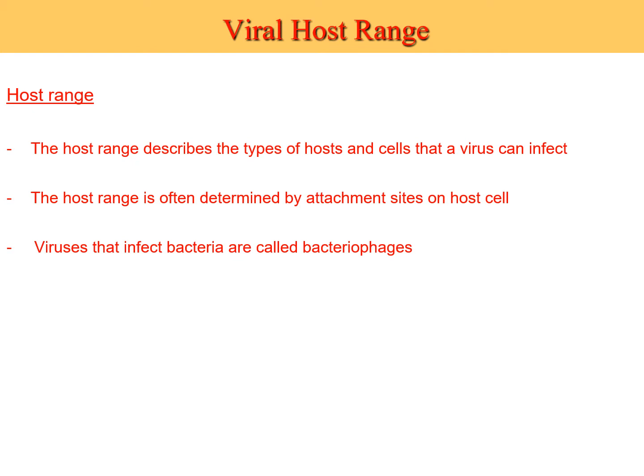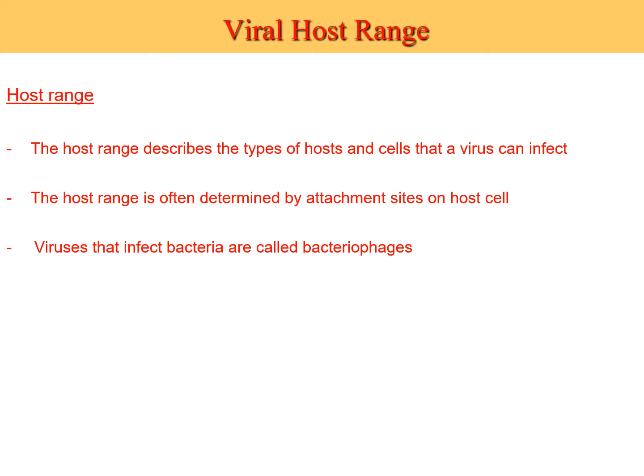So every virus has a typical host range, and the host range describes both the type of host and the type of cell that the virus can infect. Plant viruses obviously will infect plants, and only certain plants. Animal viruses will infect animals and only certain animals, although that can change with time as you get exposure of other animals to a particular virus. It may be able to colonize it.